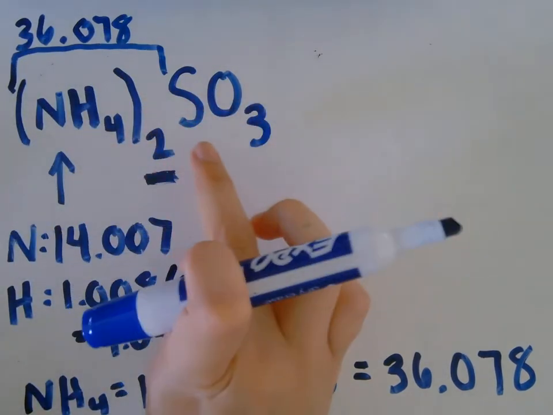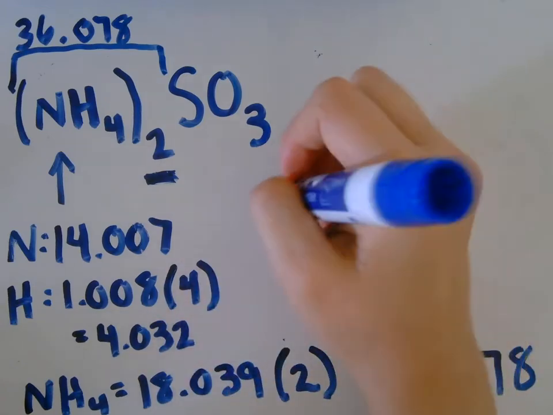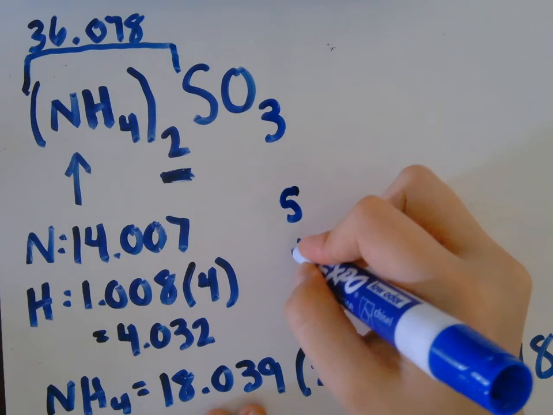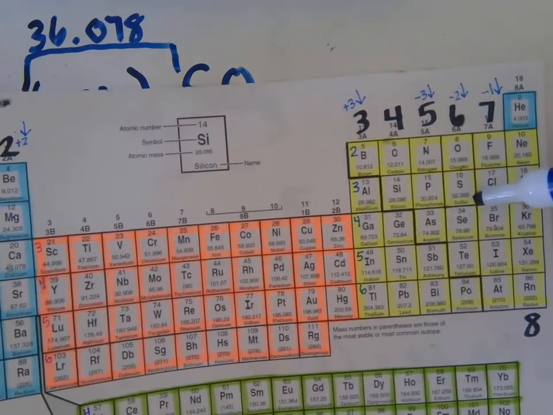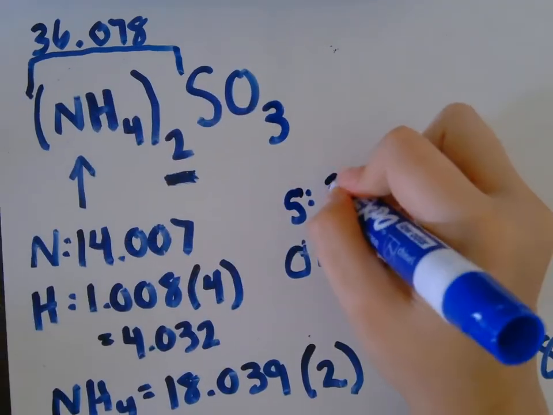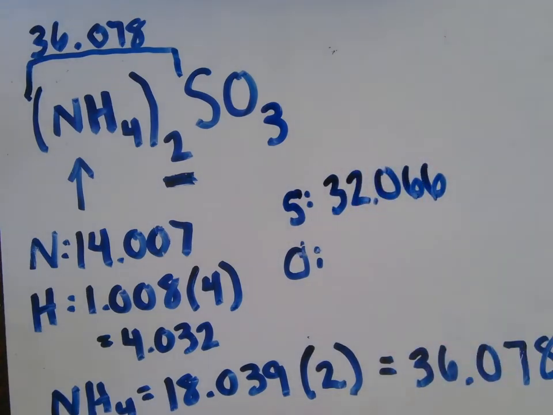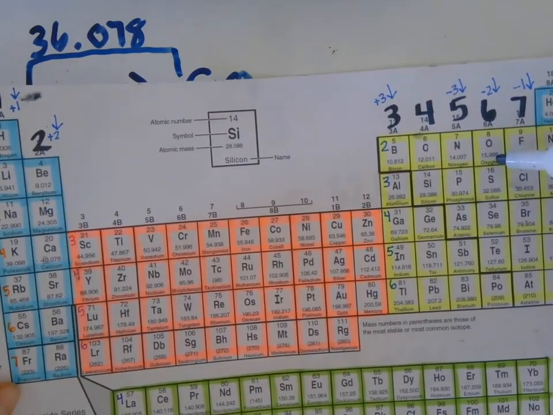So now we're halfway done. Now I just need to find the mass of this part. So I'm going to find the mass of S. Sorry about that. The mass of O. So the mass of S, which is sulfur, is 32.066. The mass of oxygen is 15.999.